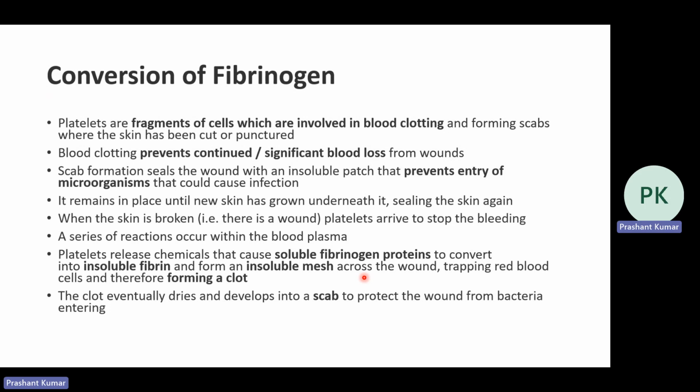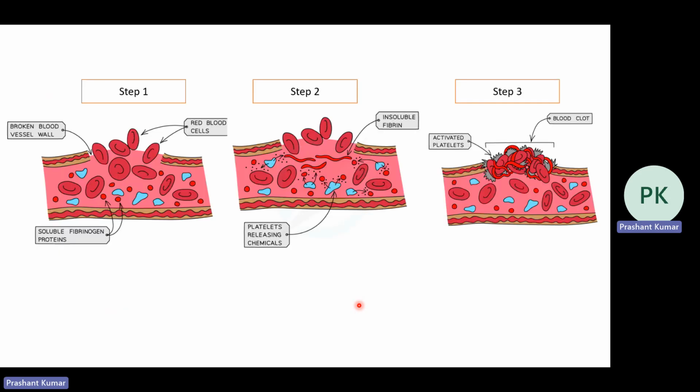So platelets are fragments of cells that are involved in blood clotting. So first of all, when the skin is broken, platelets will reach that particular point where the bleeding is going on, and a series of reactions will begin. A type of cascade of reactions you can say, where fibrinogen is converted into fibrin and it will create a mesh. And then later on, after a few hours, you will find that the clot is dried up and forms a scab to protect the wound from bacteria.